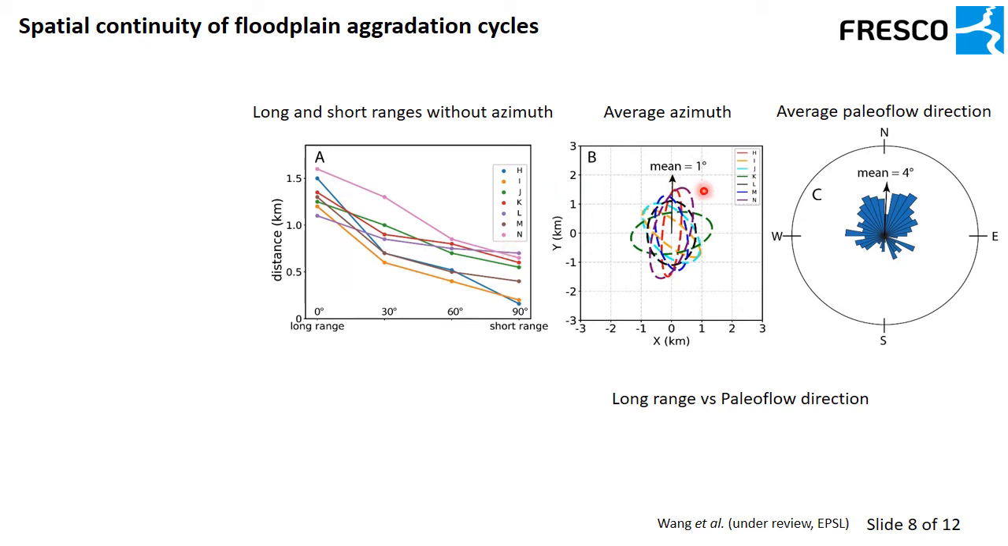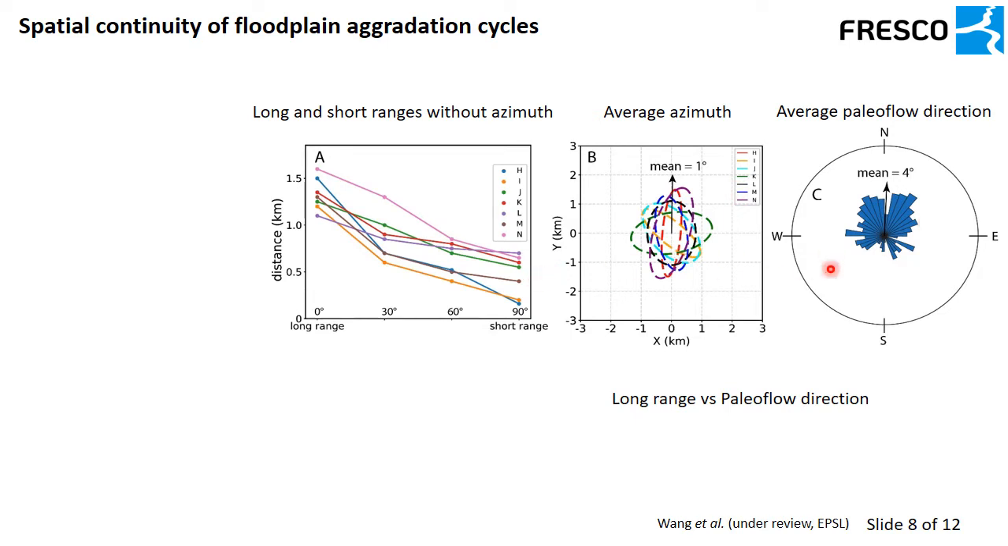If we combine the short range and long range information and also the azimuth information, we obtain those ellipses. And they have an average azimuth of 1 degree. Interestingly, we have an average paleoflow direction of 4 degrees, as we measured in the dunes, crossbeds, and also some lateral accretion surfaces in the field. So those two numbers are quite similar.